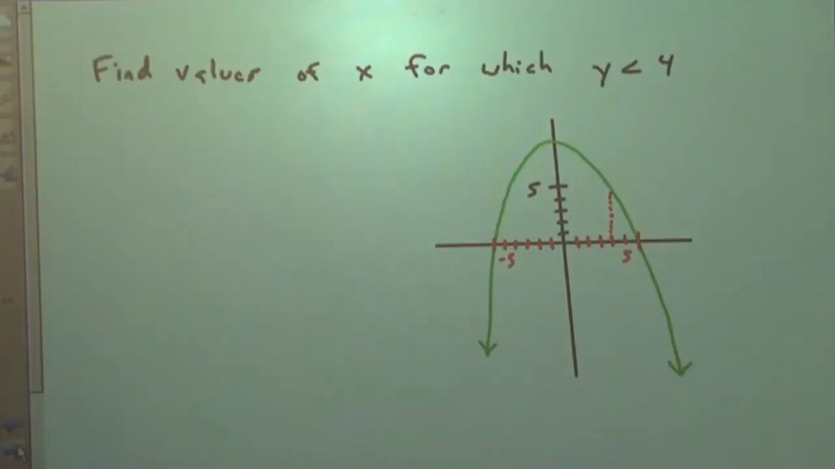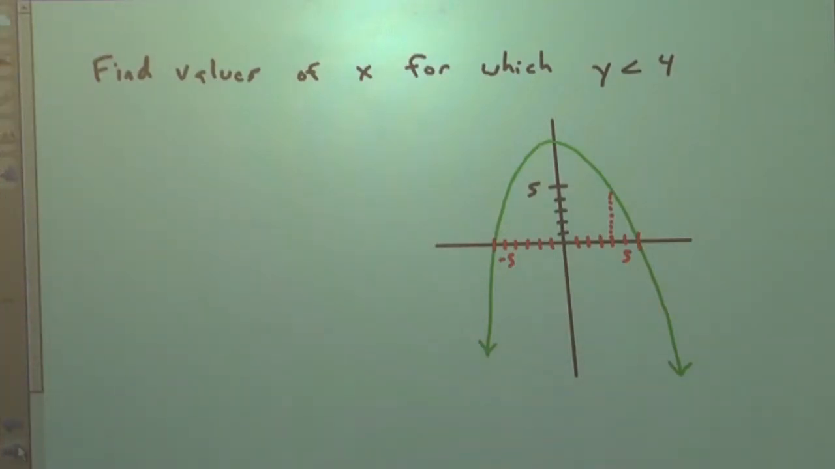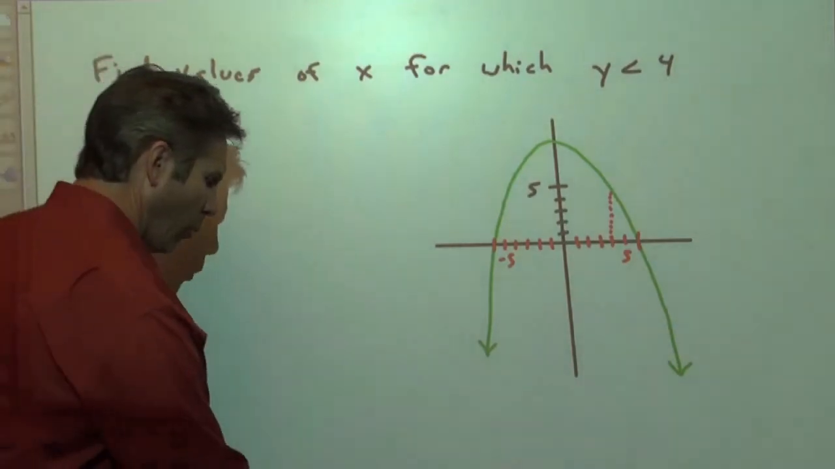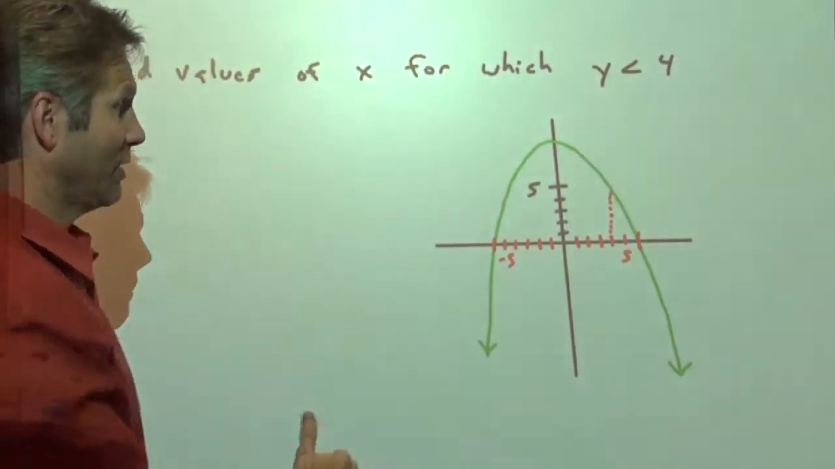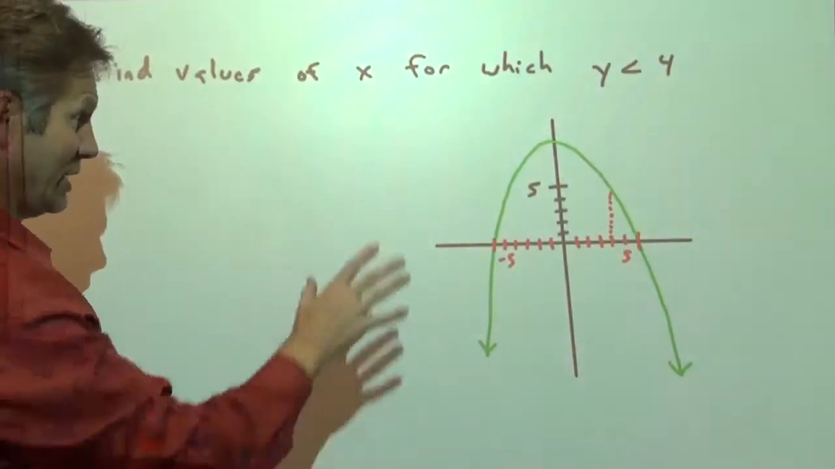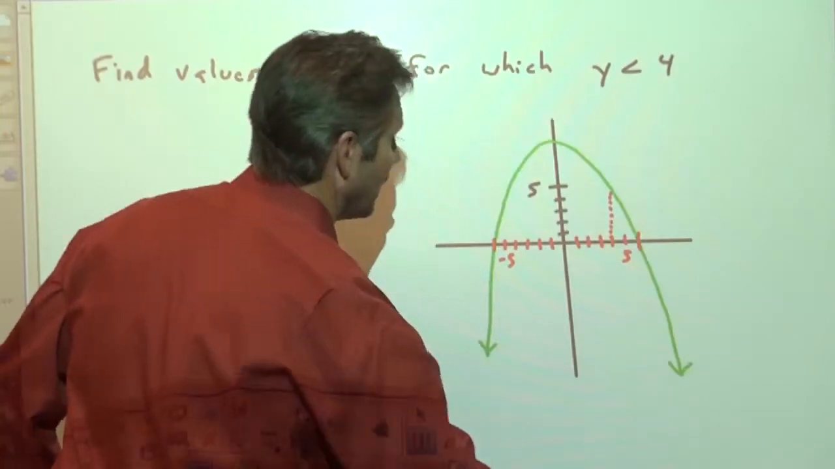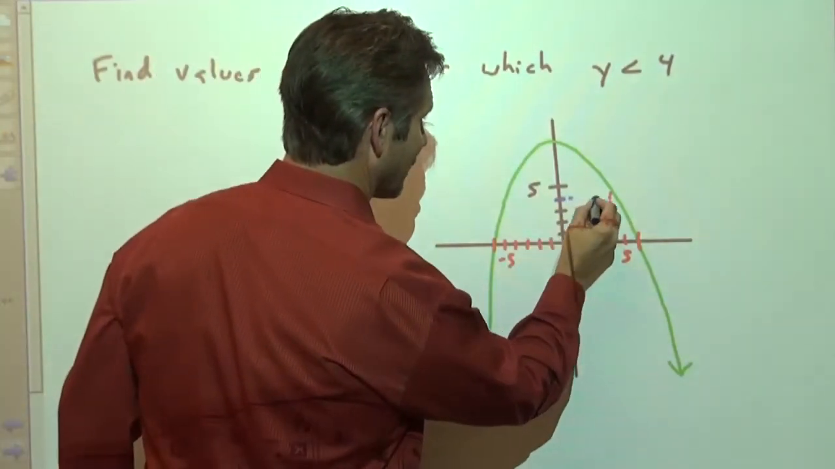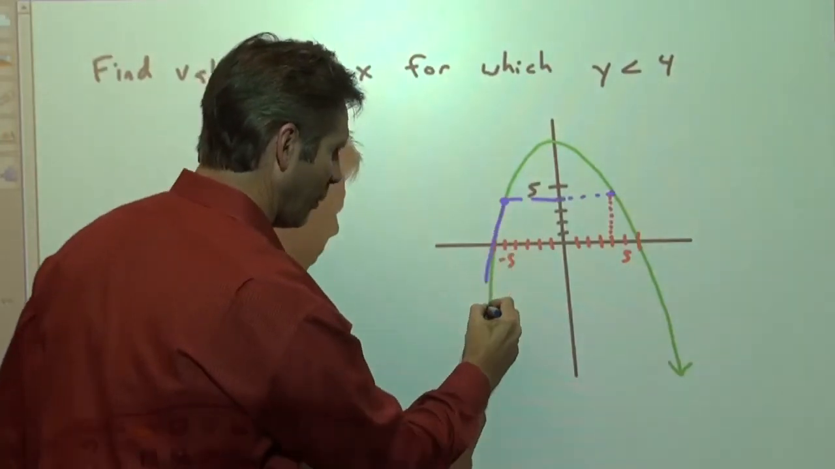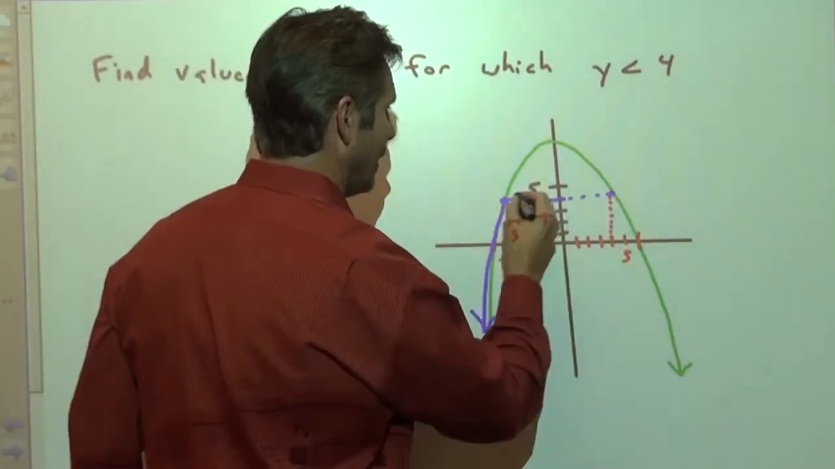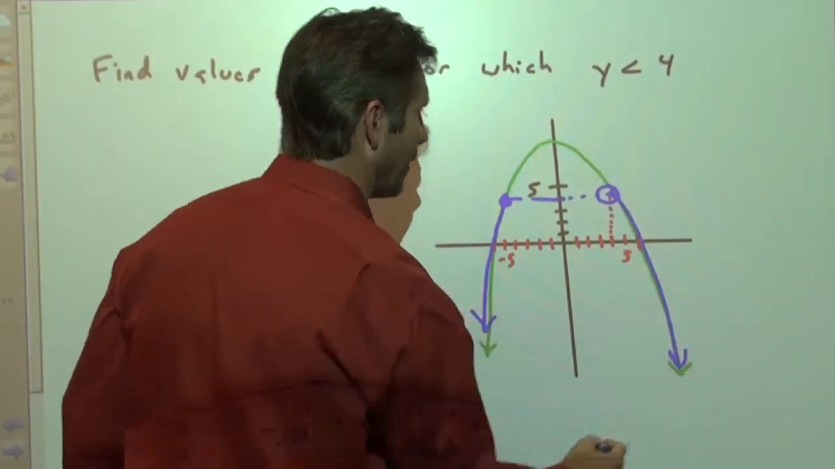Here we go. You might see a problem like this on the homework tonight. Find values of x for which y is less than 4. Well, the value of a function, you guys, is the y value, and it's where you are in the y direction. So y being less than 4, we go up to here in the y-axis, and it's right there, and it's right there. So we're talking about these parts of the graph down here. In fact, open circle, and anything down here.